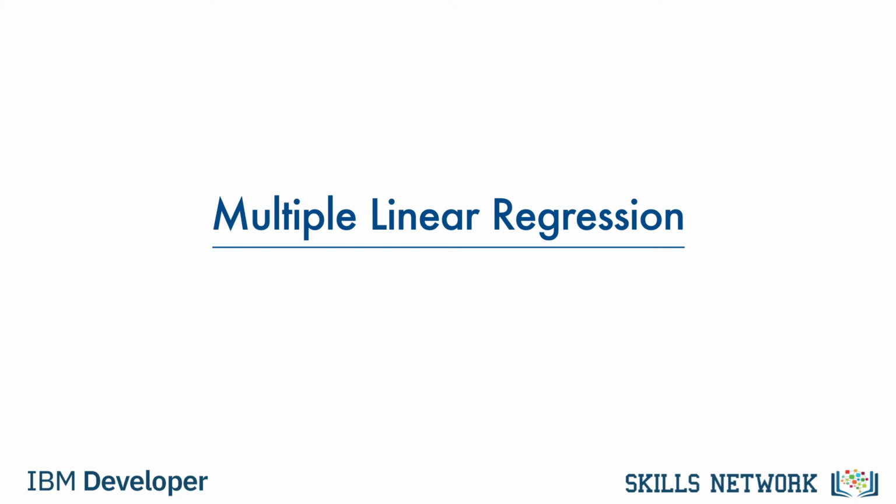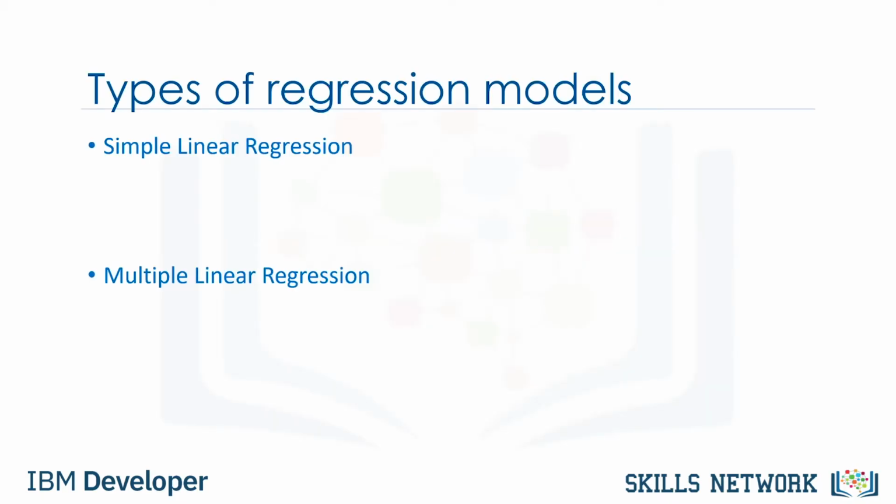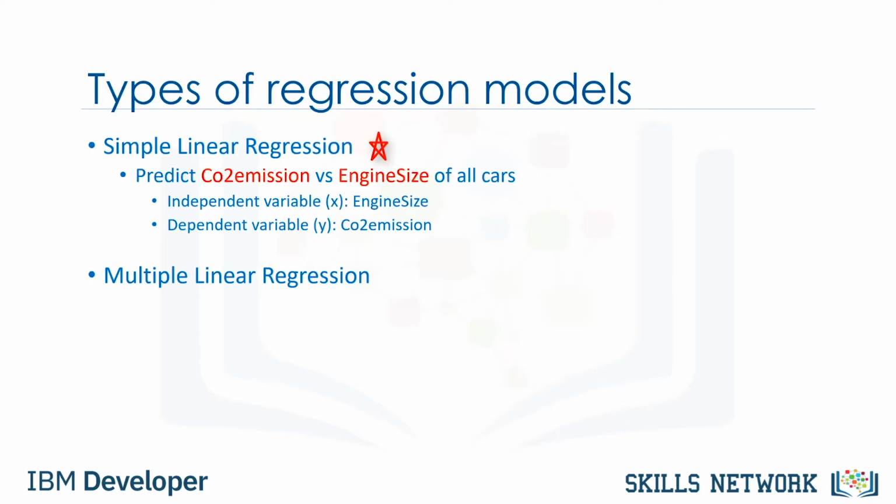Hello and welcome. In this video, we'll be covering multiple linear regression. As you know, there are two types of linear regression models, simple regression and multiple regression. Simple linear regression is when one independent variable is used to estimate a dependent variable. For example, predicting CO2 emission using the variable of engine size.